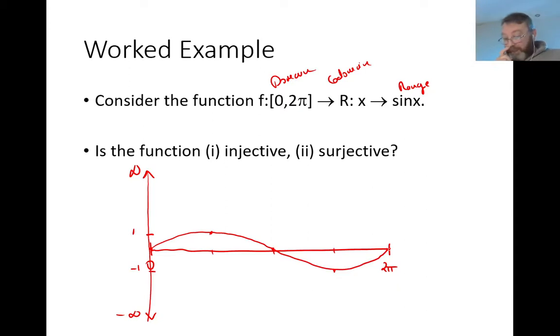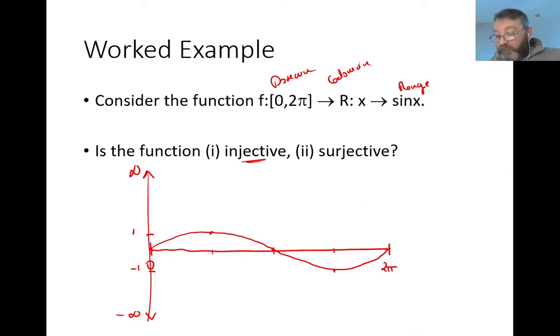Okay, so there's my graph. Now, is the function surjective? Well, don't forget, my codomain is running from infinity to minus infinity. So the first thing I've got to remember is, is it injective? If it's injective, then the horizontal line will only cut the graph once.